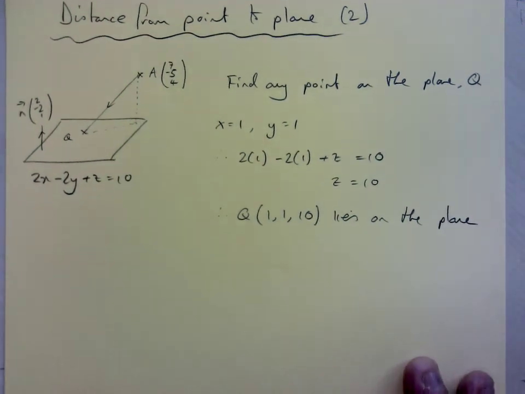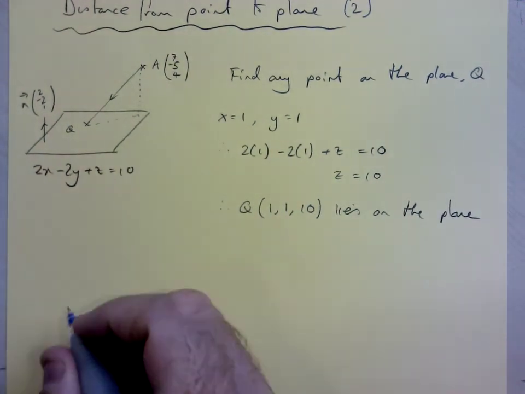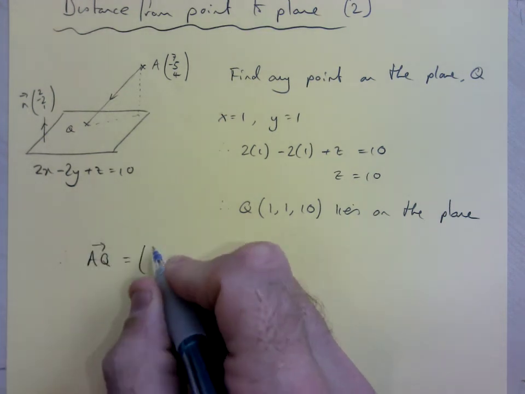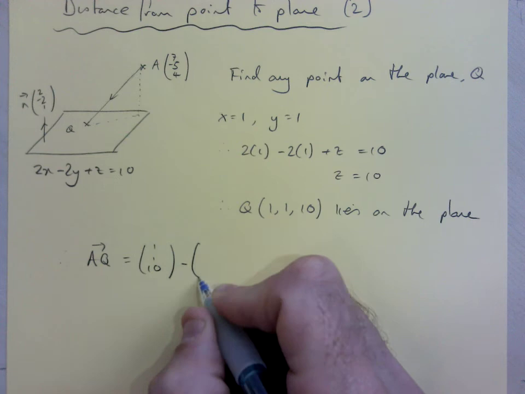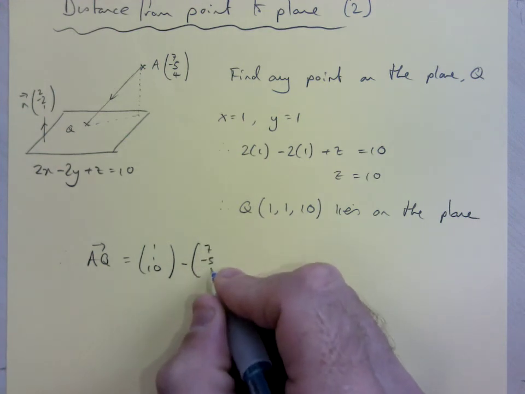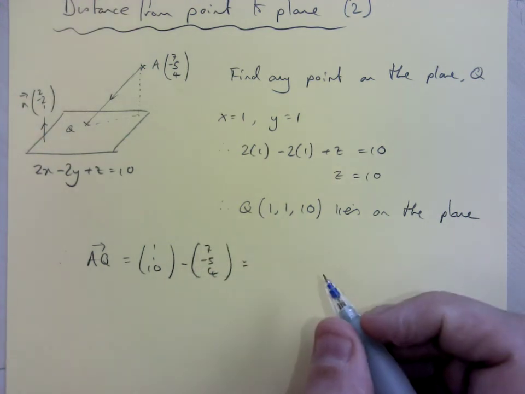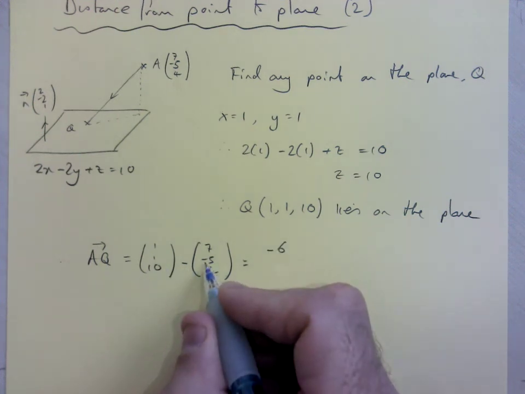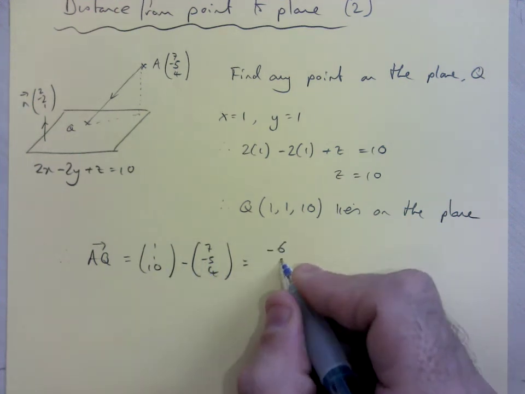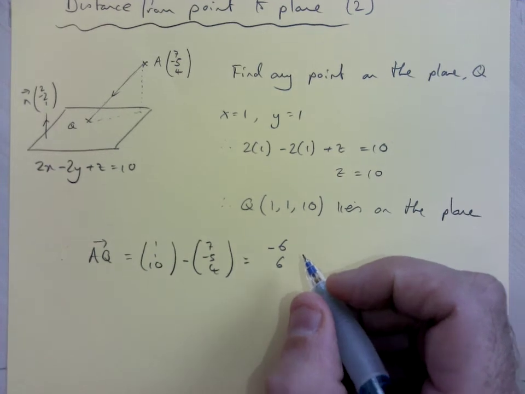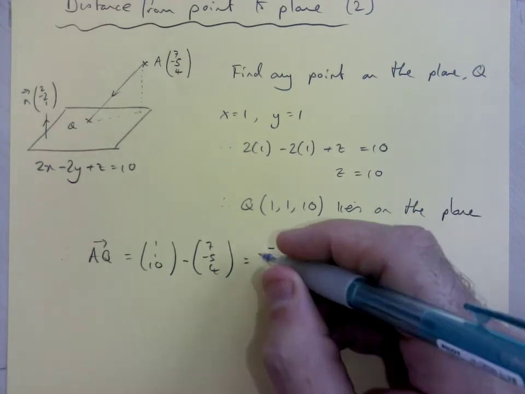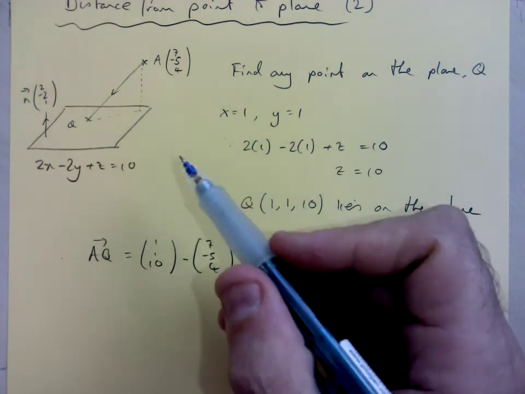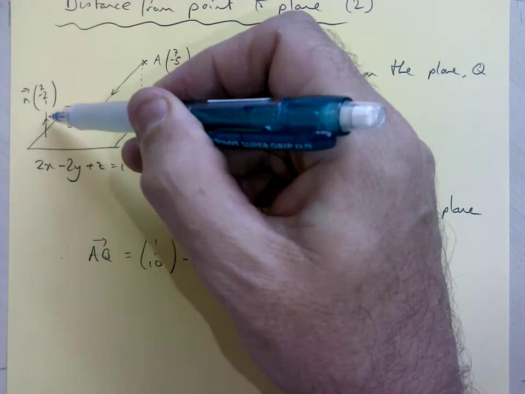Okay, so I've got that. That's relatively easy to do. So therefore, I can now find vector AQ, which is going to be (1, 1, 10) minus (7, -5, 4). So I can find AQ: 1 - 7 is -6, 1 + 5 is 6, and 10 - 4 is also 6. So I've got the vector AQ.